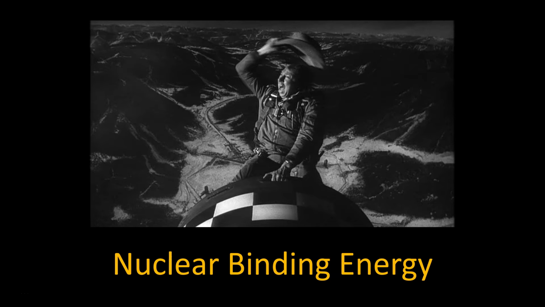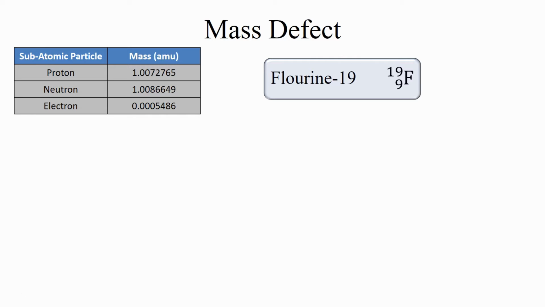In this video, we will discuss nuclear binding energy. What is nuclear binding energy? Well, to introduce this concept, we need to talk about mass defect. For example, let's take fluorine-19.